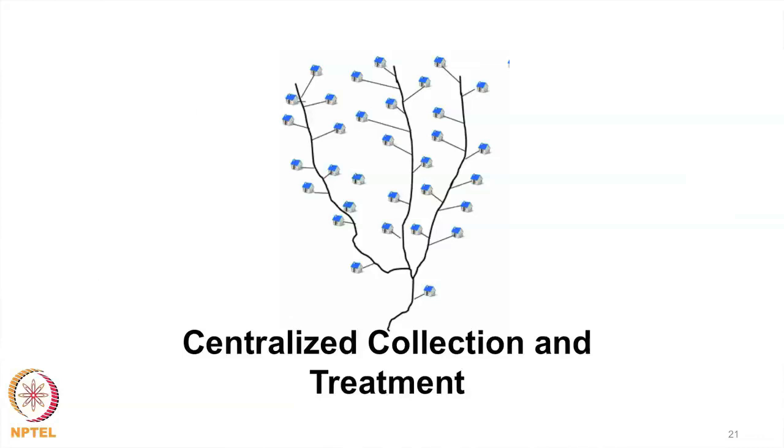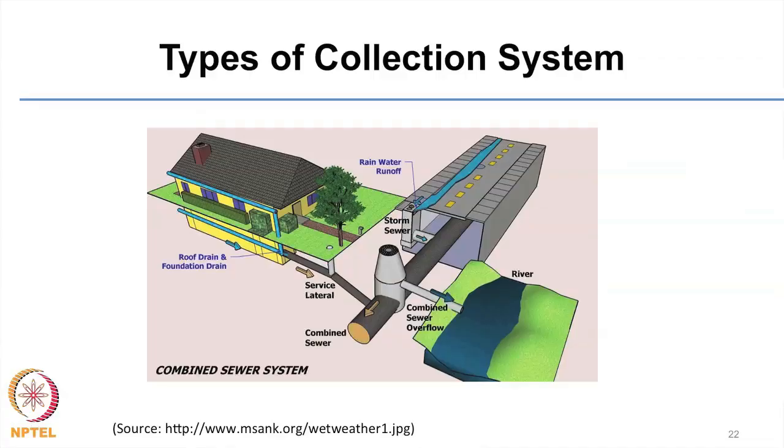And then we come to the centralized collection and treatment. Okay, so I explained the building level, I explained the community level, and now this is centralized collection and treatment, where there are two different types of collection system. One is called combined sewer system, where we put together the storm water. You see here, storm water is connected here, and mostly in Indian cities, except a few metros, we have the combined sewer system because it's more economical.